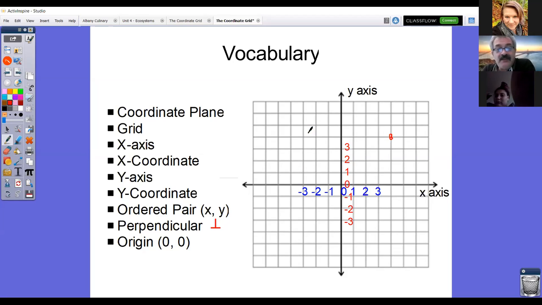Perpendicular, the nice thing about these grids is that they are always going to be perpendicular to each other. That means it's going to be a 90 degree angle. All right, so it works out really, really well that way, so that we can draw straight lines. And again, like I was saying, the origin is where the coordinates are 0, 0.